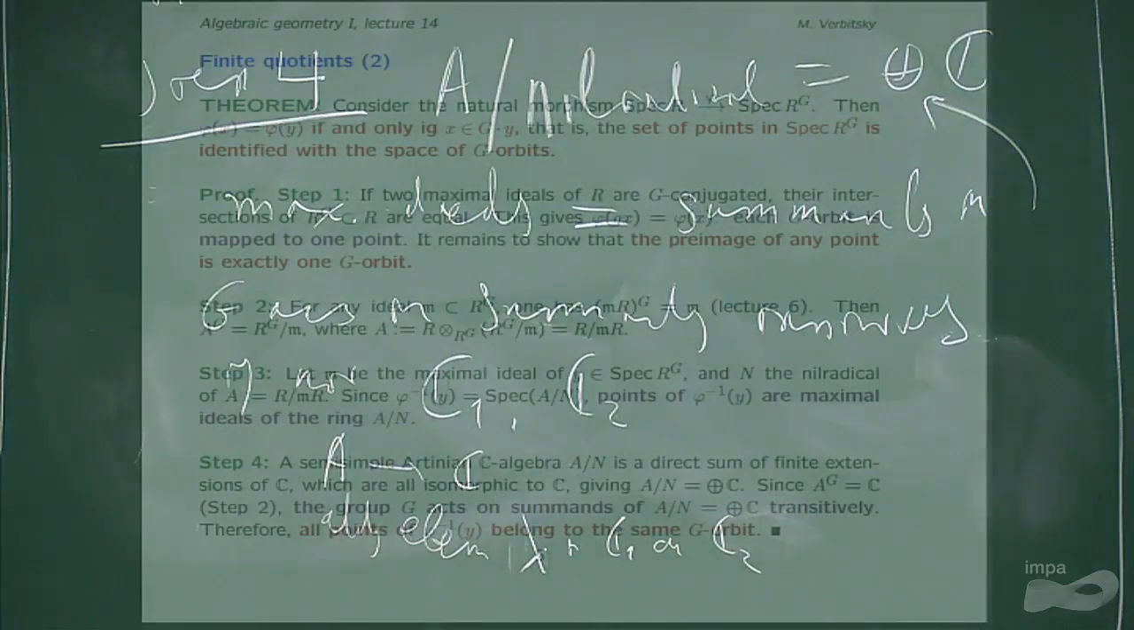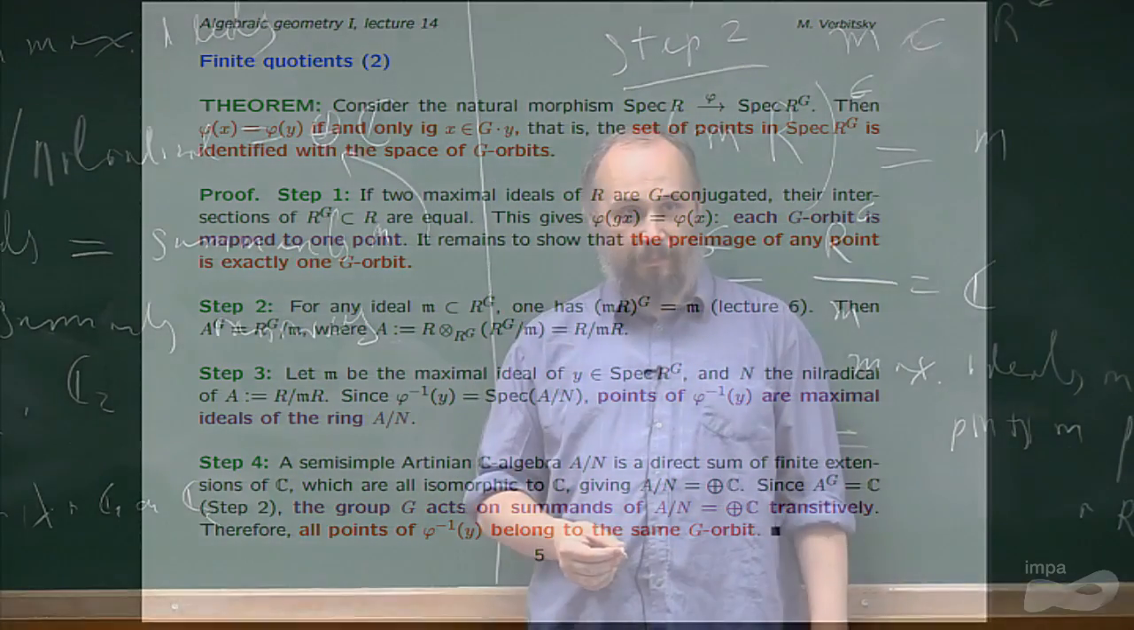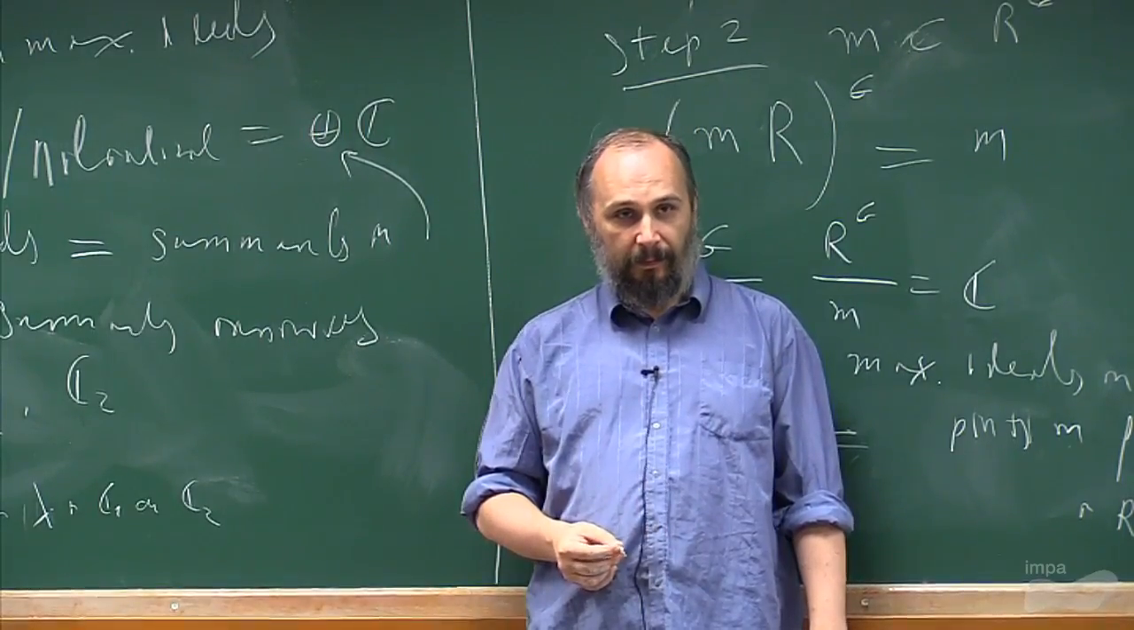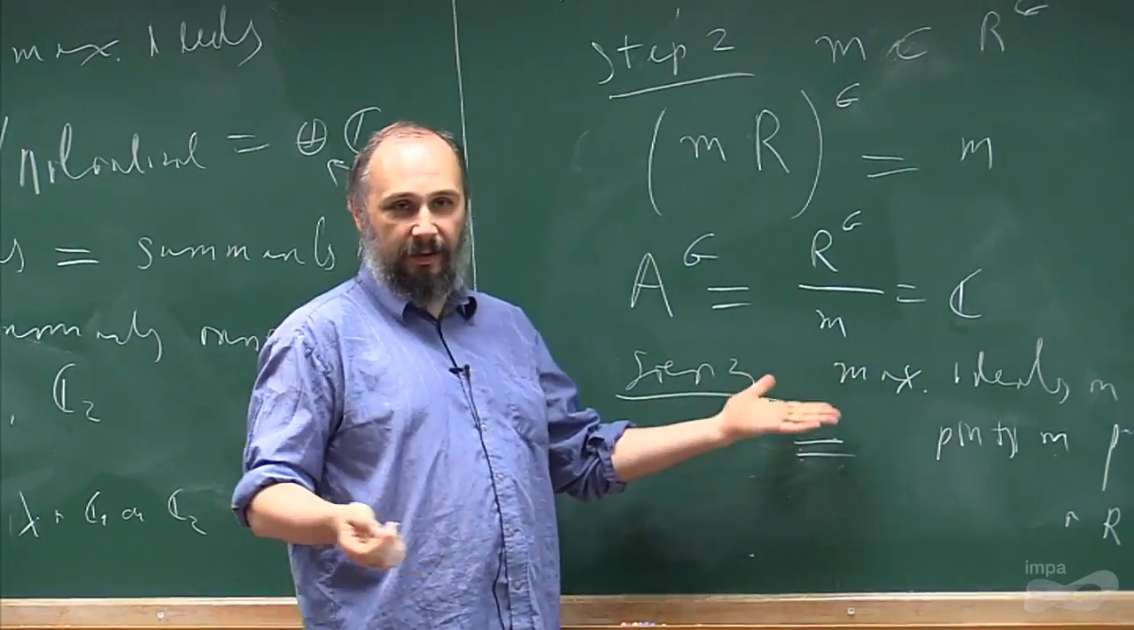Please ask questions. Yes. You mean the action on the quotient of A by G. The action on the set of summands. There is a finite set here, which is a set of copies of C in the direct sum, or of maximal ideals. I mean, A^G is obviously preserved by the action of G. A^G is C. It is preserved by the action of G. The action is trivial, yeah.